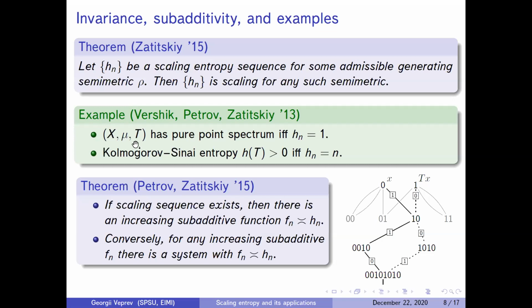The system has a pure point spectrum if and only if this scaling entropy sequence exists and just equals one. And the second example is the following. The Kolmogorov-Sinai entropy of a transformation is positive if and only if this sequence is equivalent to n. So if the entropy is zero, this sequence, if it exists, grows slower than n.